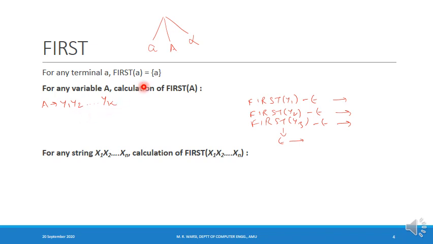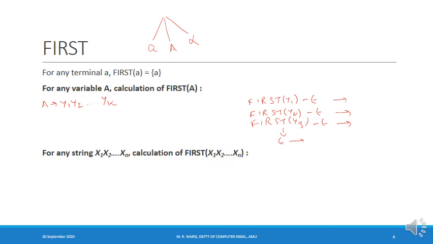So we have considered the second scenario as to how to calculate the first of the single variable. Let us now calculate the first of any string alpha. Alpha may contain the terminal symbol as well as it may contain the variable. So we are looking at the calculation of the first of x1, x2 and so on up to xn, where each of the x may either be a terminal or it may be a variable symbol. Now the calculation of this is similar to the calculation of first in this scenario. So we are trying to calculate the first of the given string x1, x2 and so on.